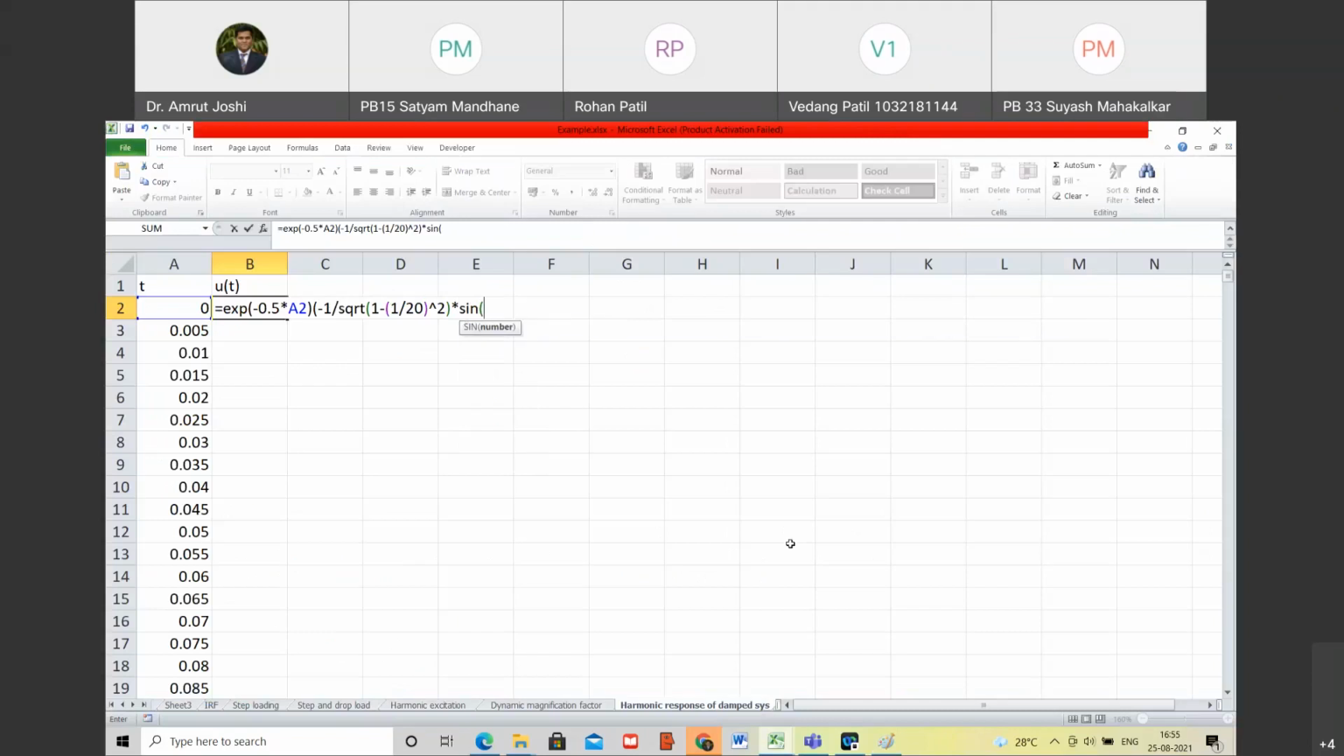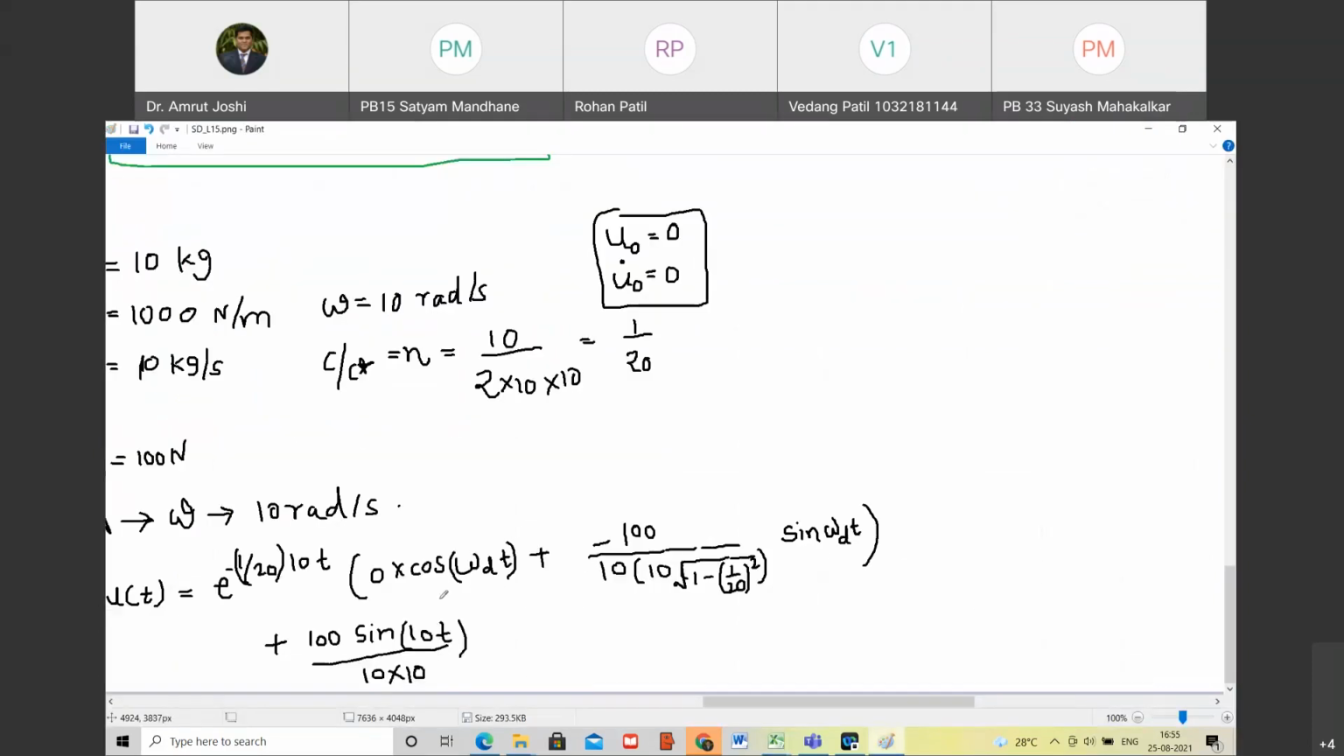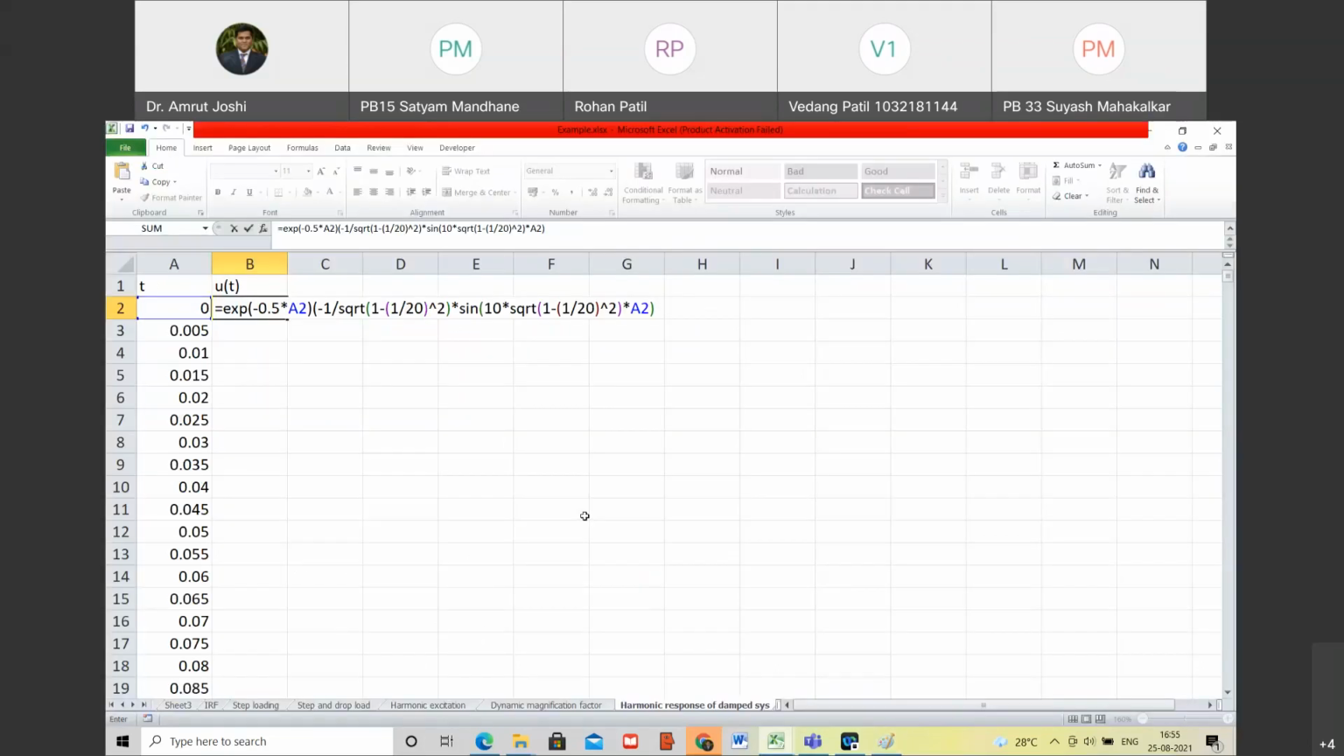What is the value of omega d? The value of omega d is omega, that is 10, into square root of 1 minus 1 by 20 squared. I have just substituted the value of omega d multiplied by t. So the first part is complete. Plus 100 upon 100 is 1, so it is going to be plus sine 10t. So that's what I'm going to write.